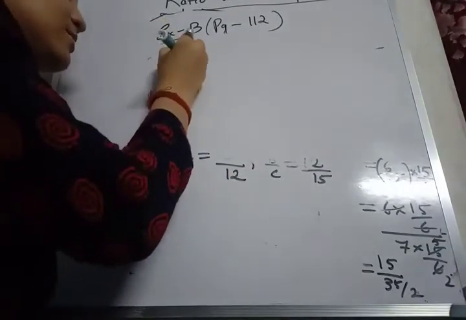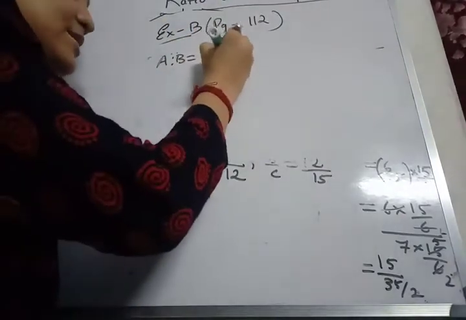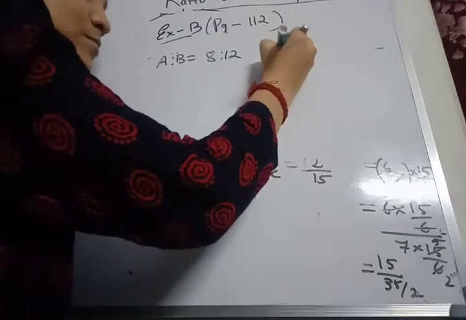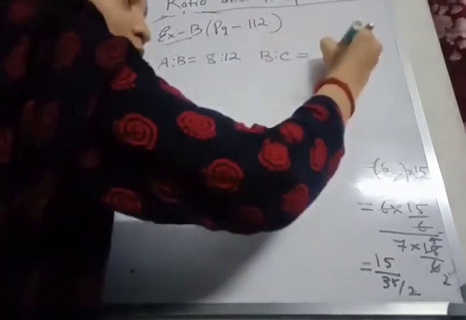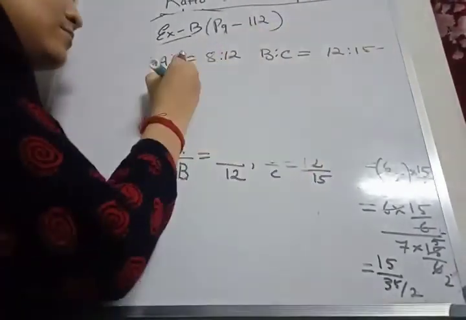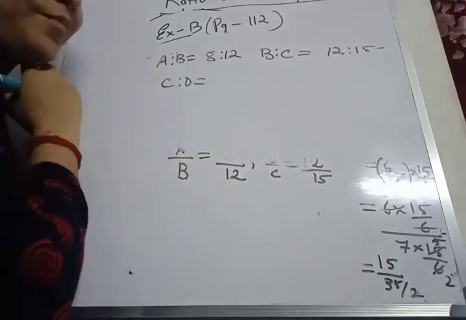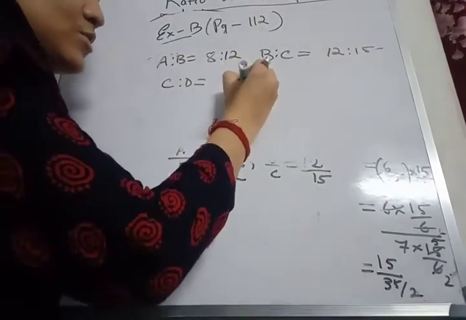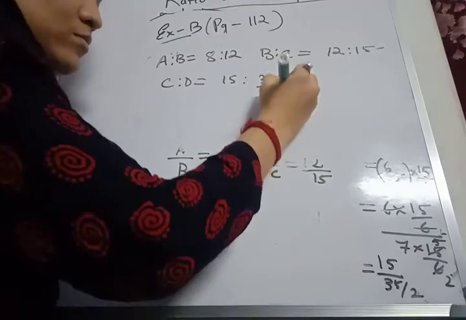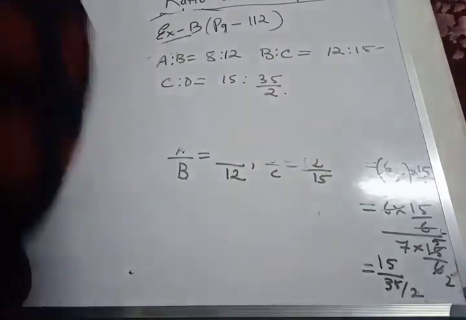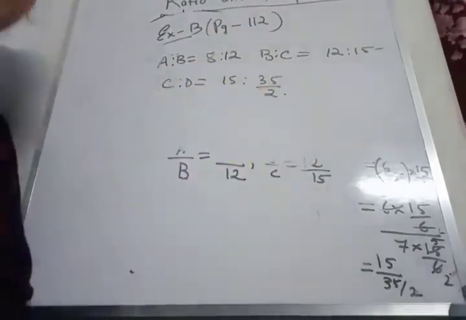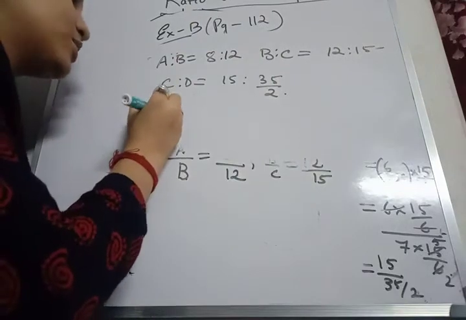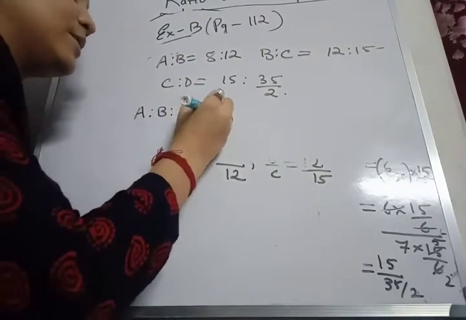A is to B equals 8 is to 12. B is to C equals 12 is to 15. C is to D equals 15 is to 35 by 2. We are writing in the form of the ratio. 8 is to 12 means obviously 8 by 12. So now, what is A is to B is to C is to D?